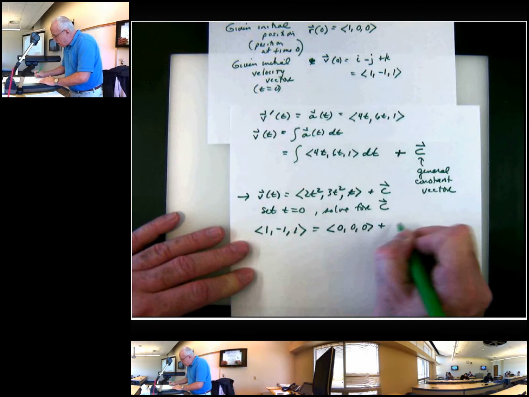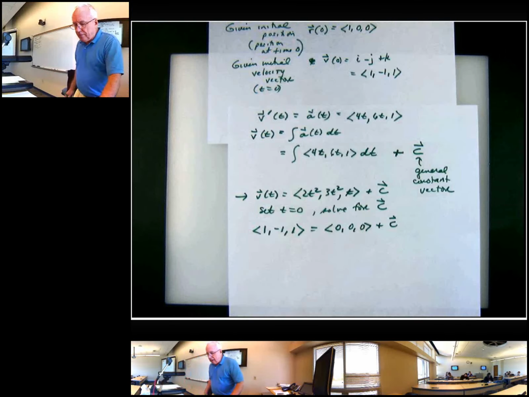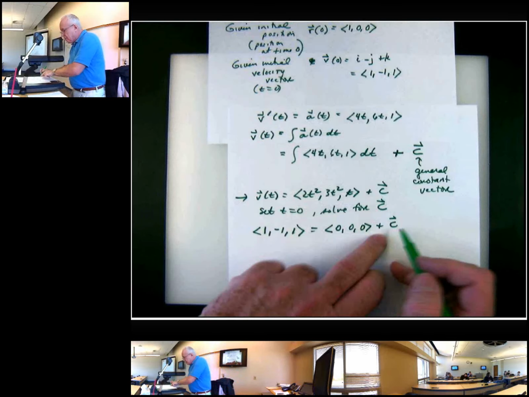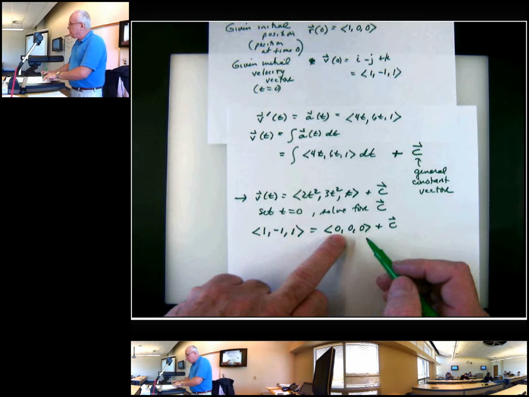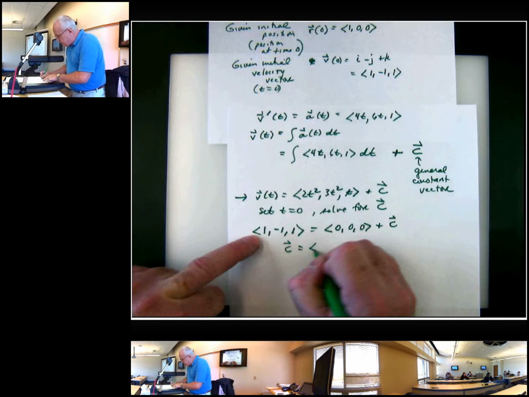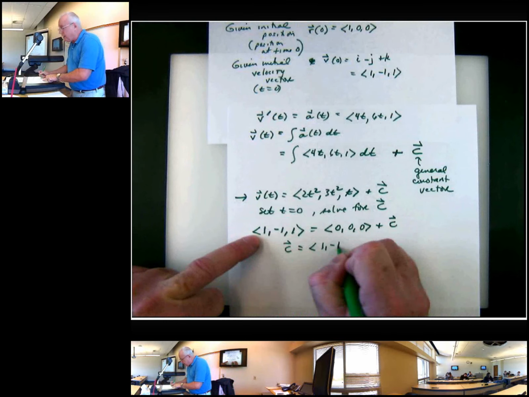Plus our unknown general constant vector. And so therefore we find that the constant vector plus the 0 vector equals this vector. So therefore that constant vector is equal to 1, 1, and 1.